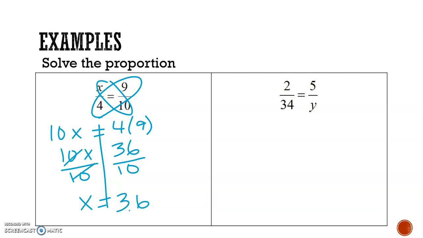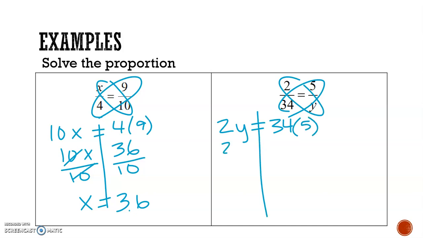Okay. The next one we have 2 over 34 equals 5 over y. If we put the circles around it, we can go ahead and multiply the 2y, and then we have 34 times 5. Okay, and so now we just solve this. So 2y, 34 times 5 is 170. Then divide both sides by 2 to bring the 2 over and get the y by itself, and we get 85.